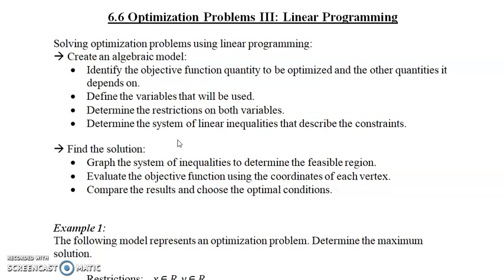Evaluate the objective function using the coordinates of each vertex. So the vertex is whatever shape you get. So if you get a triangle that is going to be your shaded region, the vertices are all three corners of the triangle. Compare the results and choose which one is optimal based on the question, right? If you're looking for a minimum or maximum, all right?